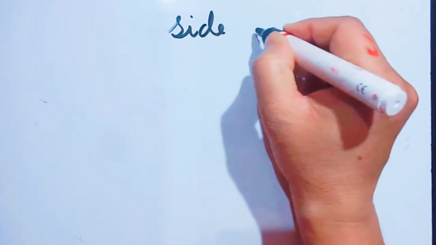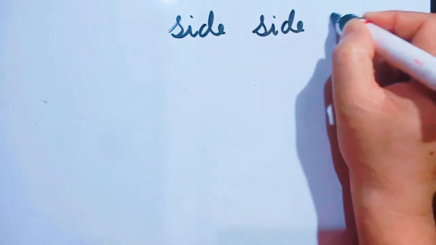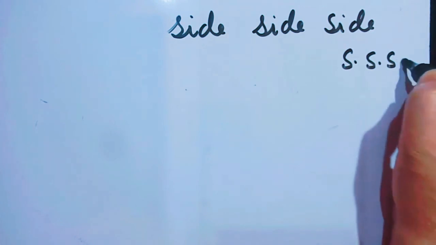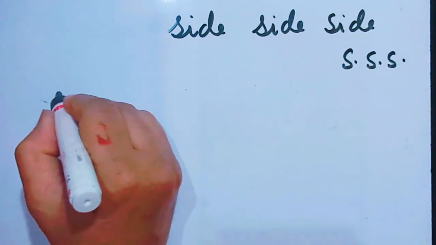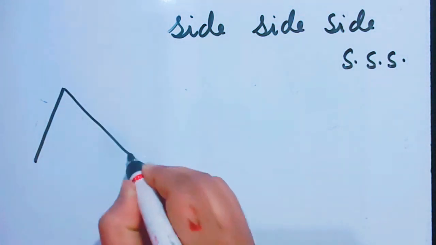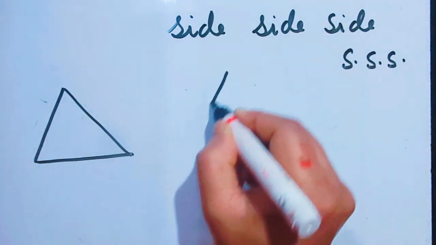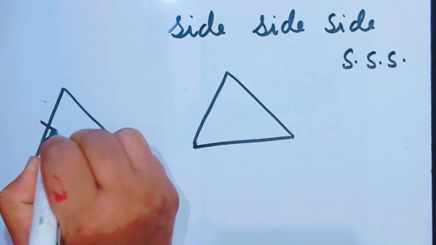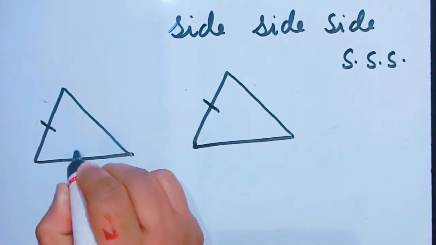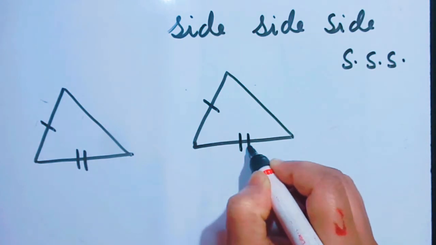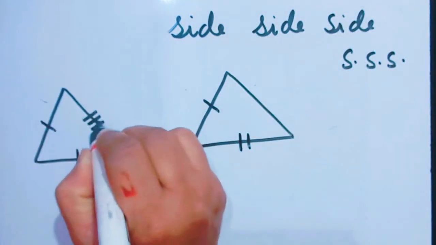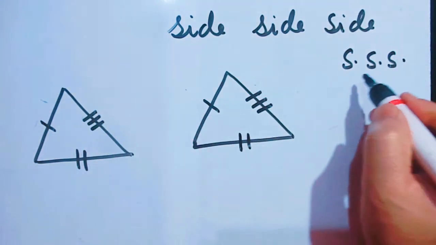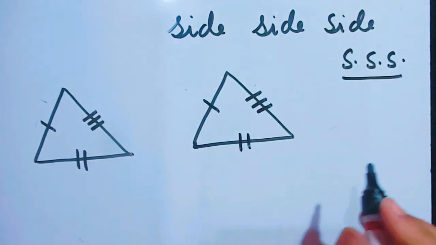I'll mention first side, side, side, which means S, S, S. In this particular triangle, if these two triangles are given and if all the sides of one triangle are equal to all the sides of the other, then we say that the triangles are congruent with respect to side, side, side.